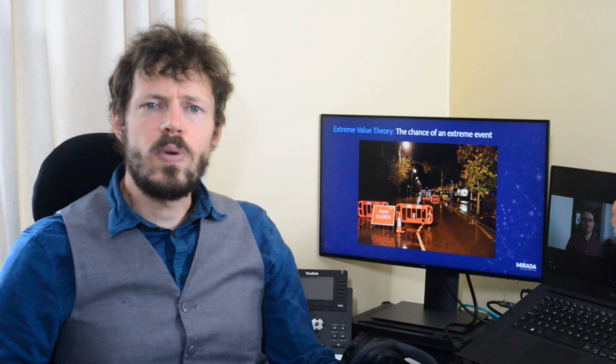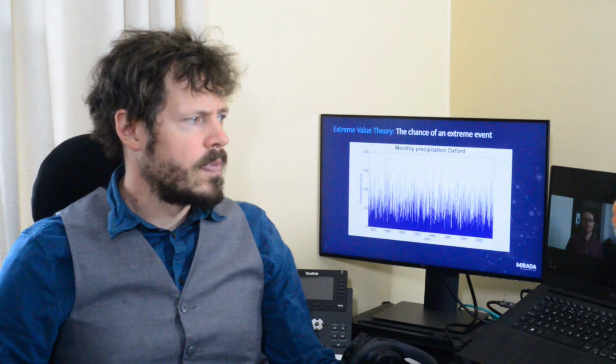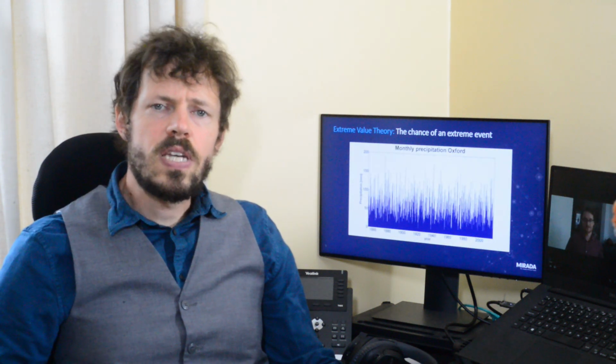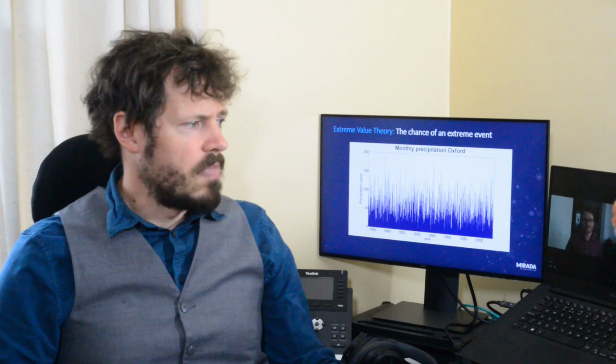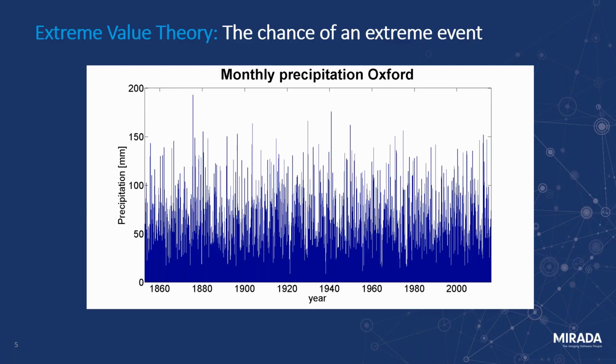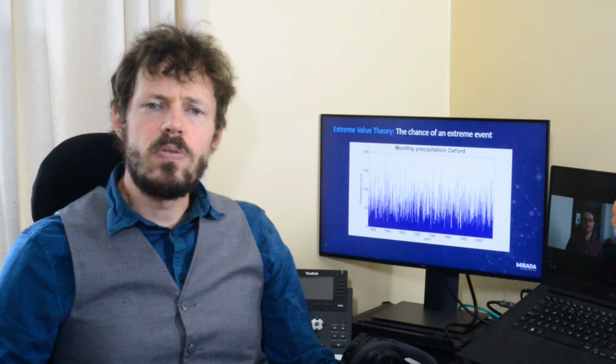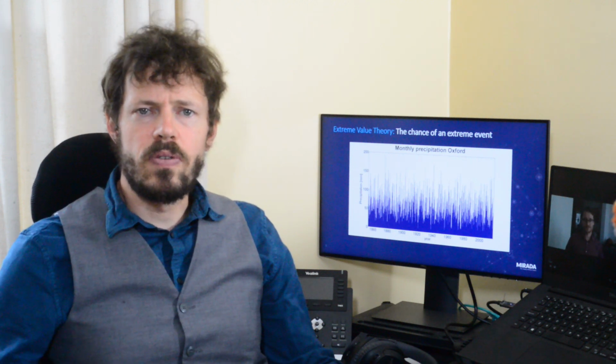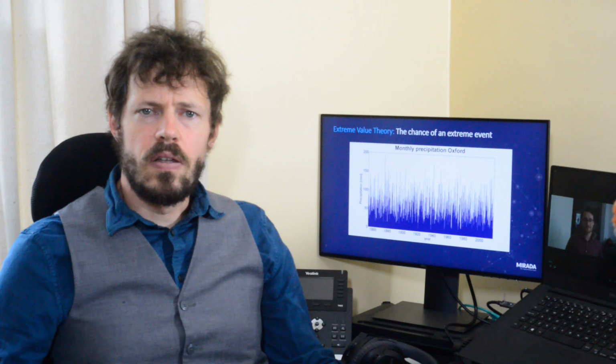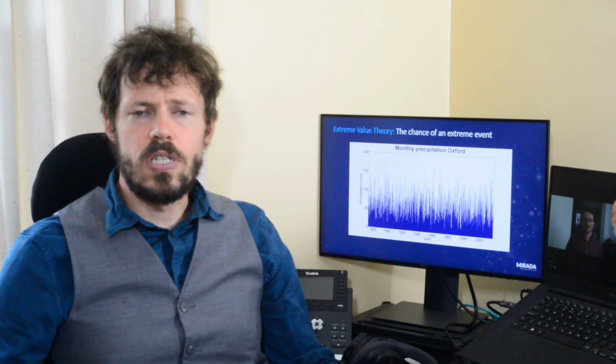So how do we estimate this? If we take the monthly rainfall over the past, in this case 150 years or so for Oxford, the normal rainfall will follow some statistical distribution over time. I don't know what it is, but let's pretend it's Gaussian. Those extreme weather events, however, don't tend to fit within the tail of that distribution. They represent a different statistical distribution.